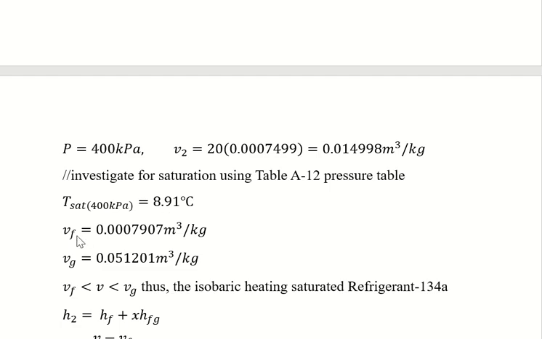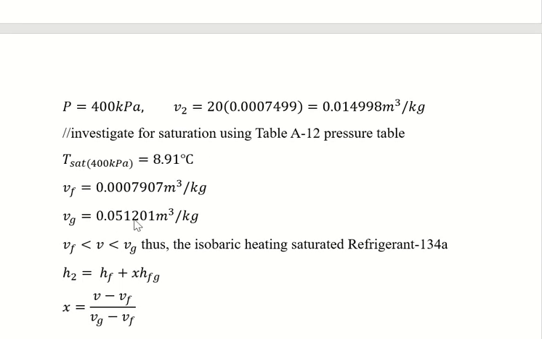And you can read off the value of the specific volume for the liquid phase and the specific volume for the vapor phase. And what do we find out? We find out that the value of V2, which we calculated, lies between the specific volume of the liquid phase and that of the vapor phase. And that confirms to us that isobaric heating brought about saturation for the refrigerant 134A.